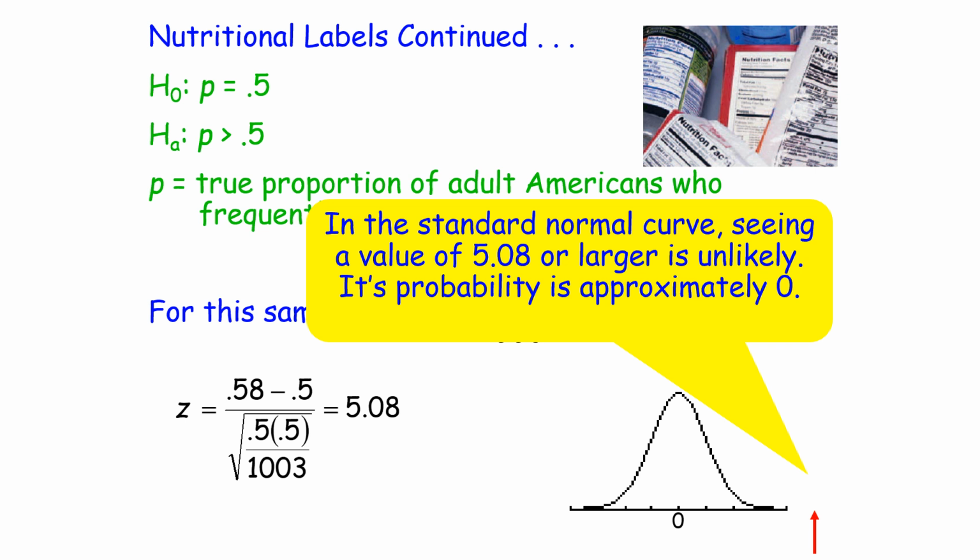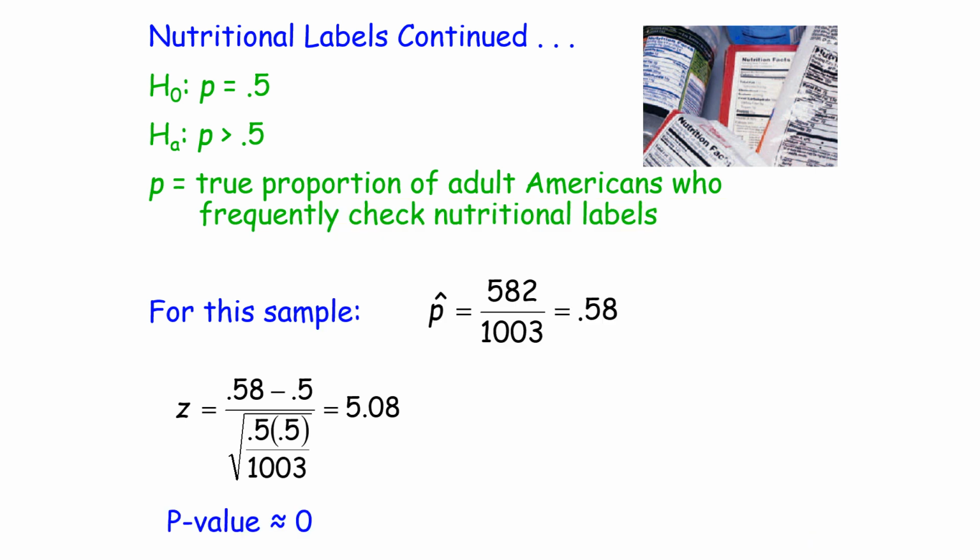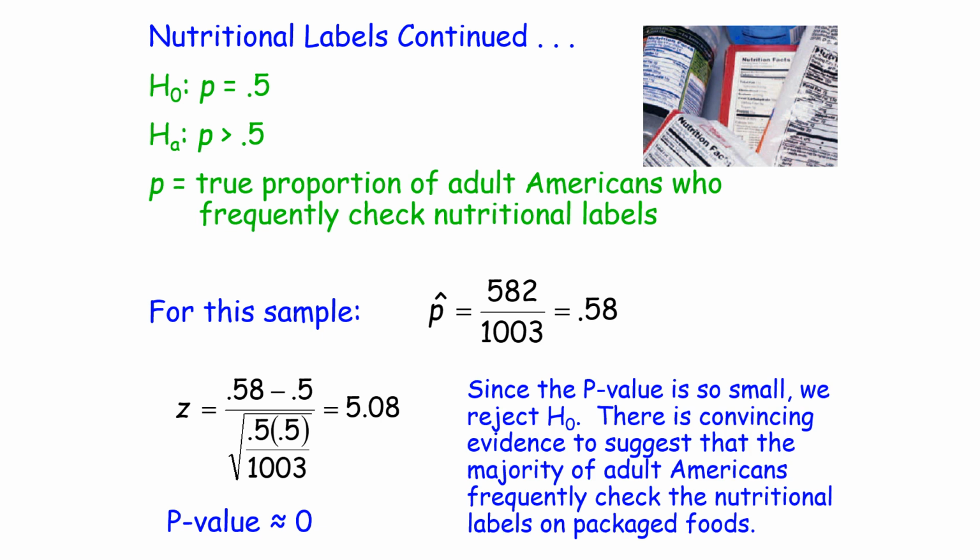In the standard normal curve, seeing a value of 5.08 or larger is unlikely. Its probability is approximately 0. So here we'll see that our capital P value is approximately 0. Now, since the capital P value is so small, we reject the null hypothesis. There's convincing evidence to suggest that the majority of adult Americans frequently check the nutrition labels on packaged foods.